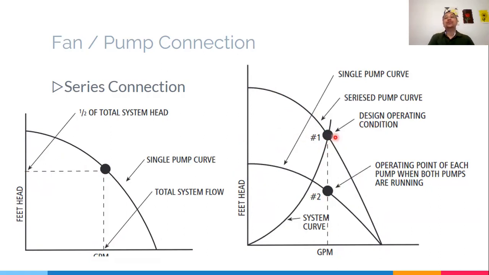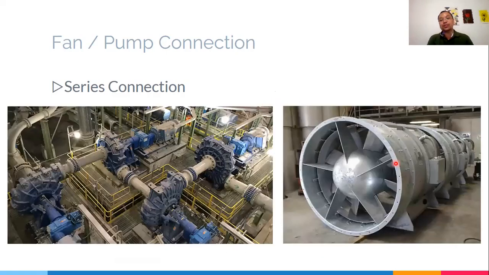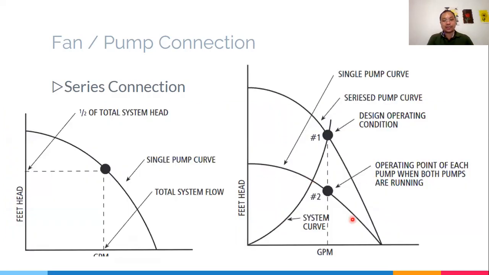Tumaas yung pressure ninyo, tumaas yung pressure capacity ninyo, tumaas yung pressure ng system ninyo. But the flow remains the same. So yun yung purpose nito, no? Ang purpose nito, not to increase the flow. The reason you're putting them in series is not to increase the flow, but to increase the pressure of the system. Increases the pressure, pataas. Yung kanina, pahalang. Ngayon, vertical naman yung changes niya.